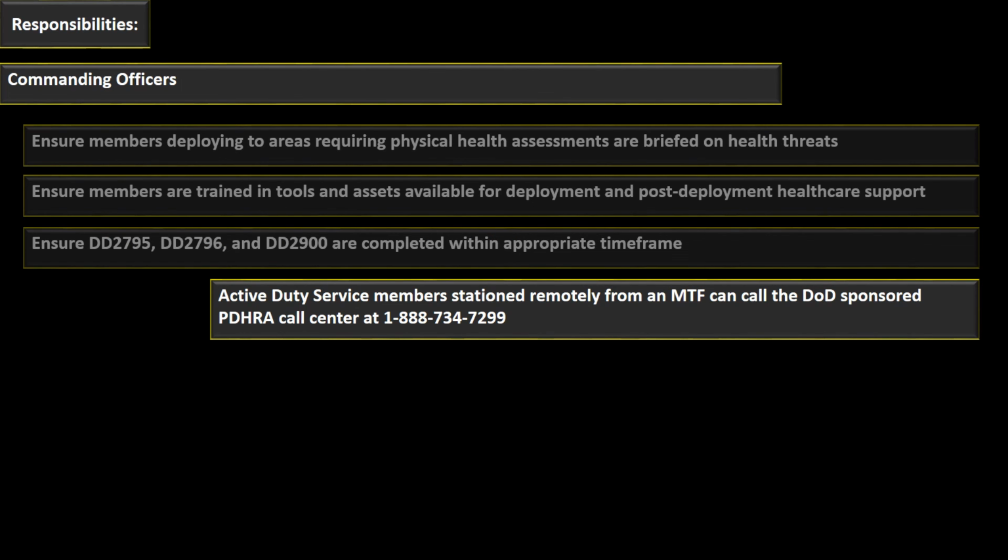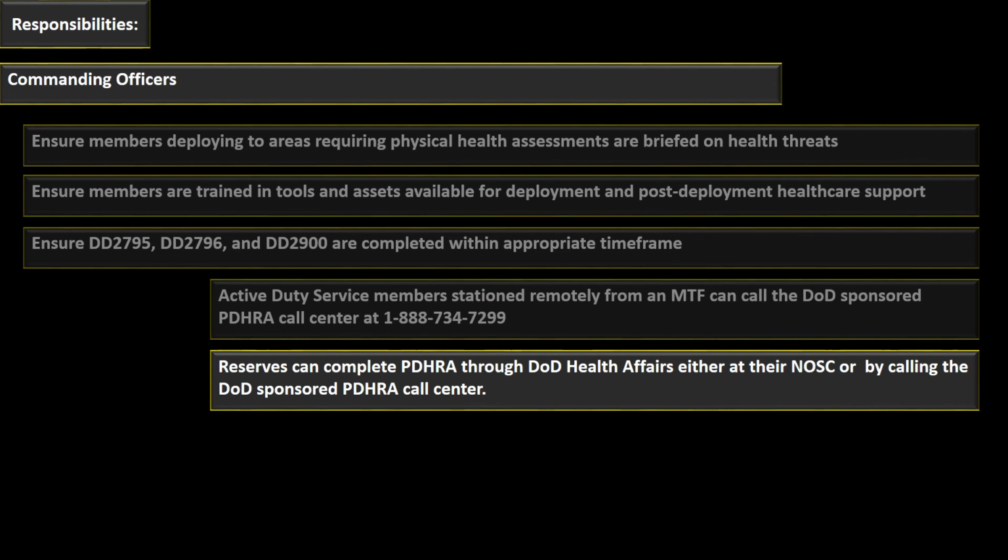Active duty service members stationed remotely from a medical treatment facility can call the DoD-sponsored PDHRA call center at 1-888-734-7299. But this is only for people that are remotely stationed, that are not near a medical treatment facility. Reserves can complete the PDHRA through the Department of Defense Health Affairs, either at their NOSC, their Navy Operations Support Center, or by calling the DoD-sponsored PDHRA call center.